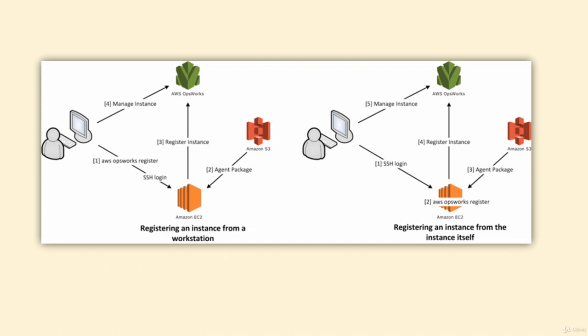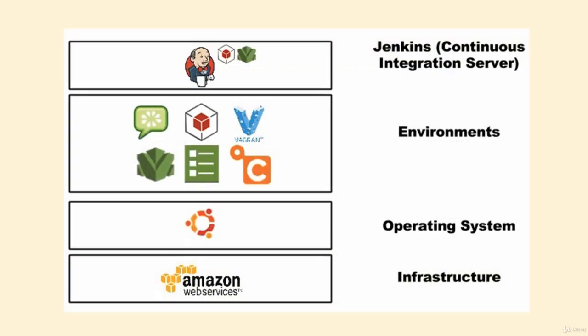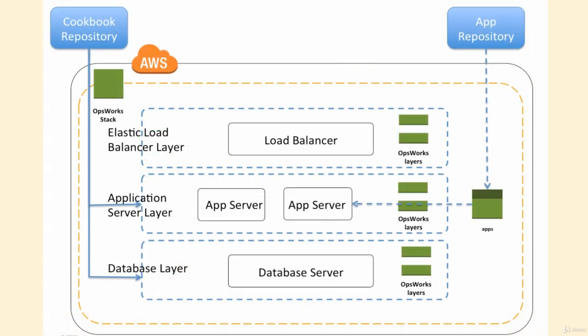You can register an instance from a workstation or from an instance itself. There could be an SSH login for the purpose, and you have EC2 and S3 working together. Then you can also integrate Jenkins as a continuous integration server and work in different environments like Vagrant and more tools. And you can also work on different operating systems like Ubuntu, Amazon Linux AMI, Red Hat, Windows, and more. And your infrastructure is always hosted with Amazon Web Services. With OpsWorks, you have cookbook repositories set up for the ELB, Elastic Load Balancers, application servers, database servers, and more.